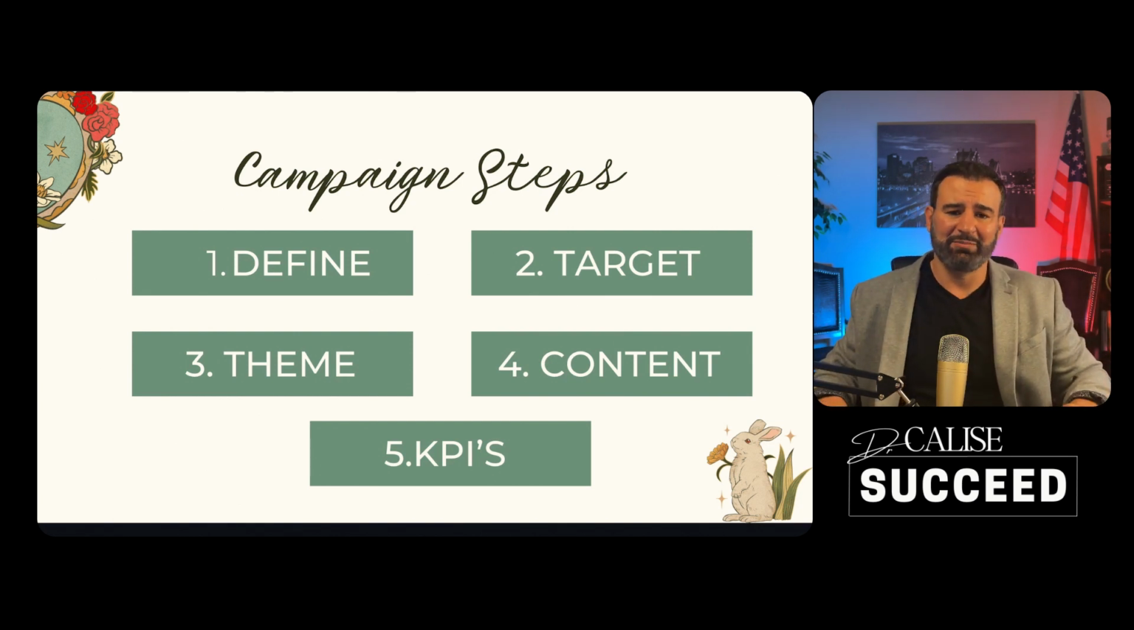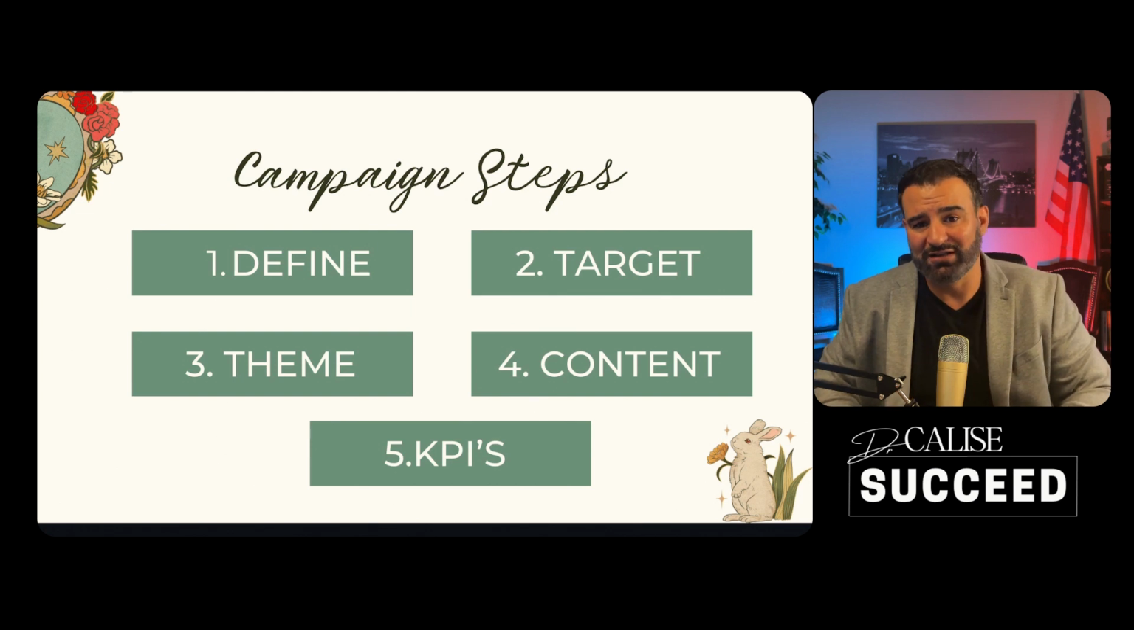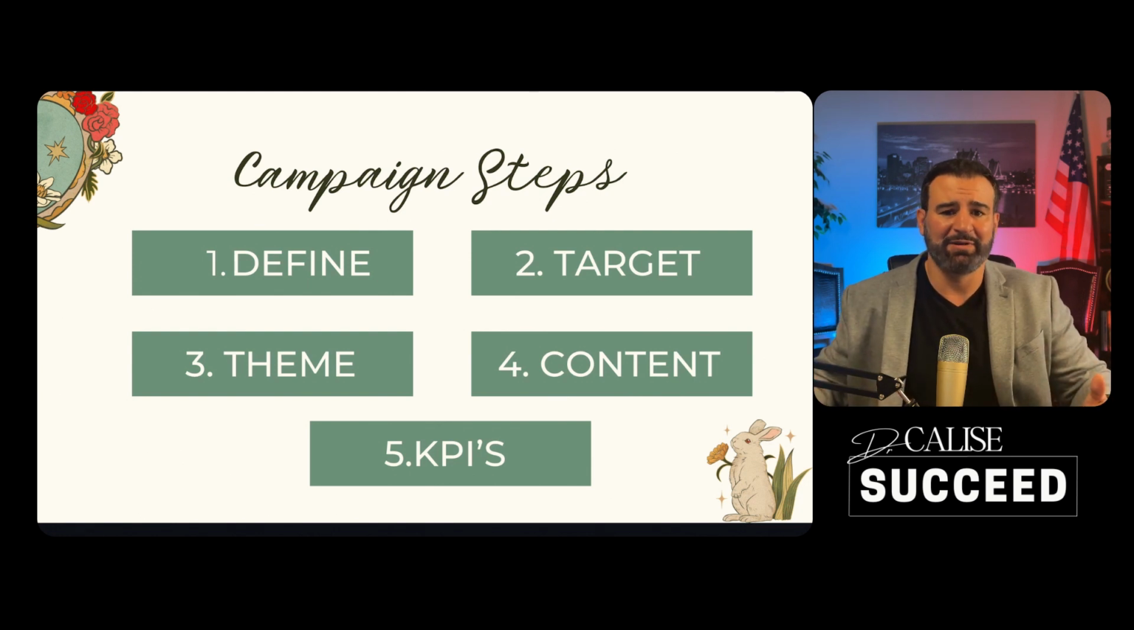4, content. What type of content am I going to create as part of this campaign? Number 1, it's going to be where my target audience is. Number 2, it's going to help me reinforce my theme. And number 3, it's going to be within budget. And then number 5, KPIs. What exact metrics will I use to measure if my campaign was successful or not?